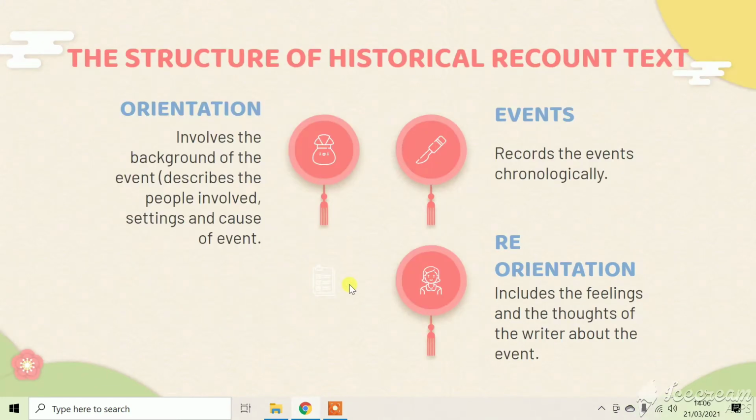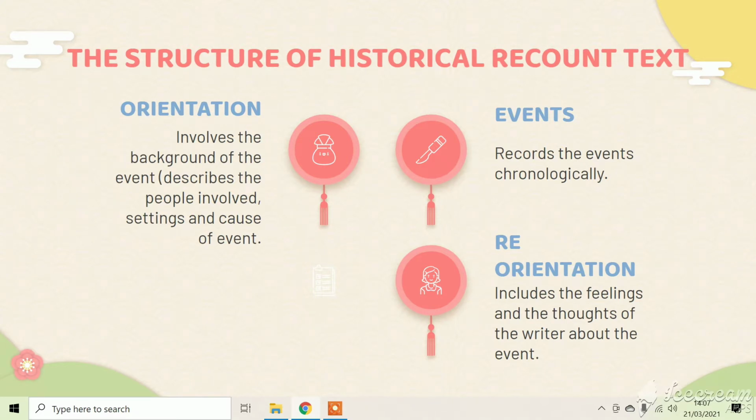Next, the structure of historical recount text. There are three parts of the generic structure of historical recount text. They are called orientation, events, and reorientation. Okay, let's see one by one.